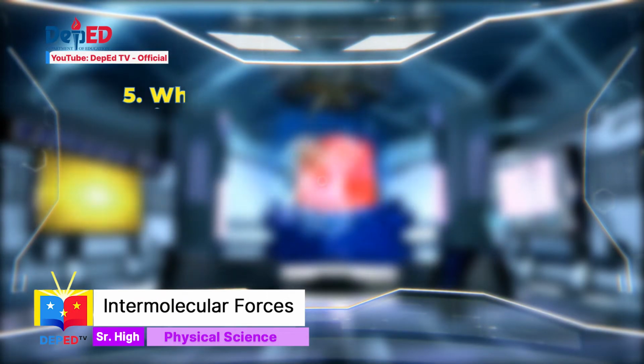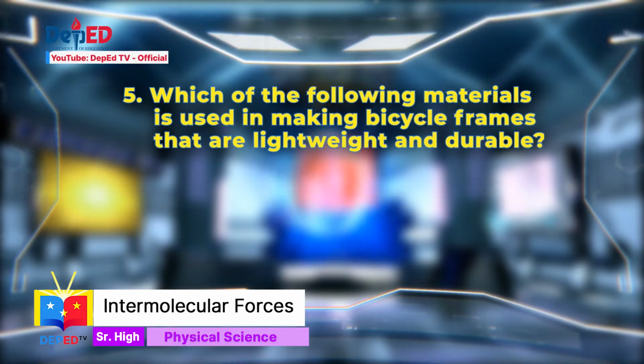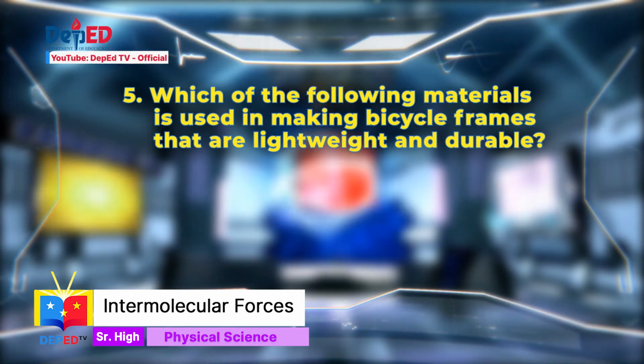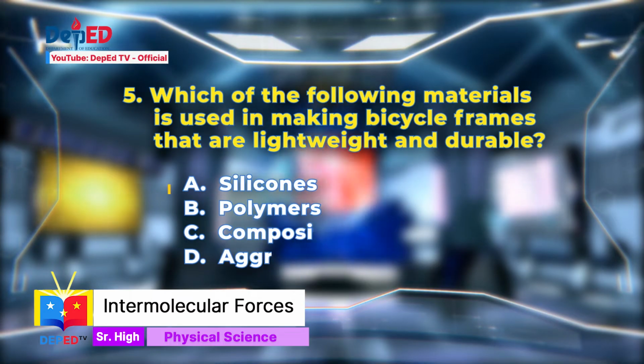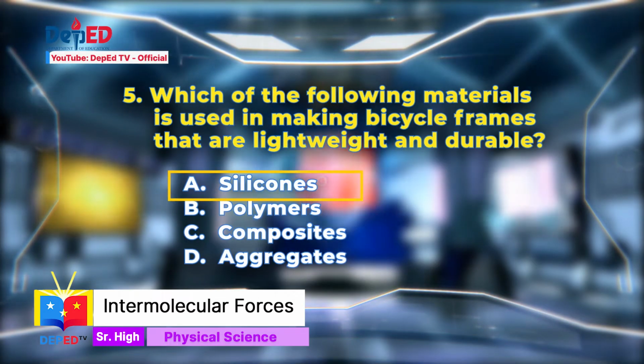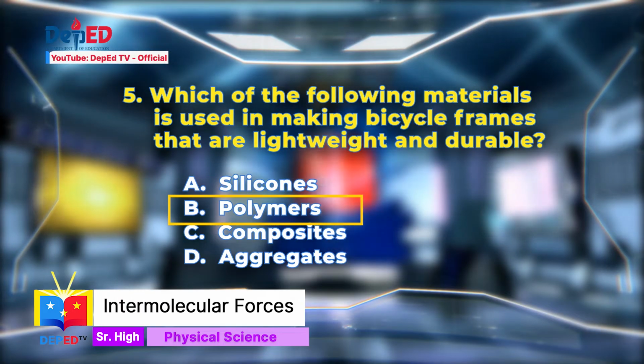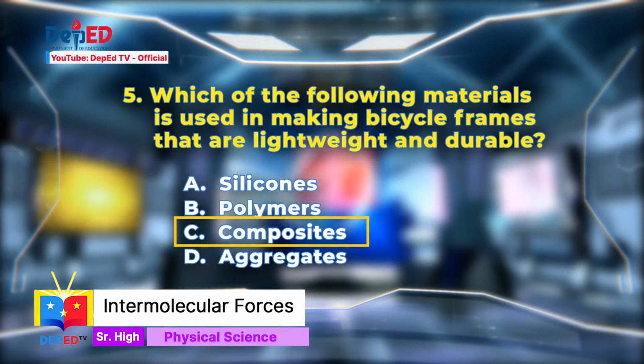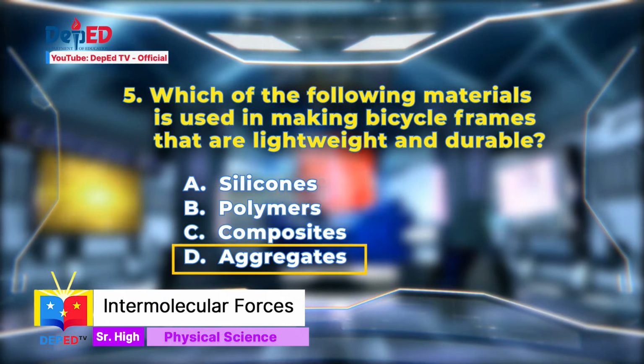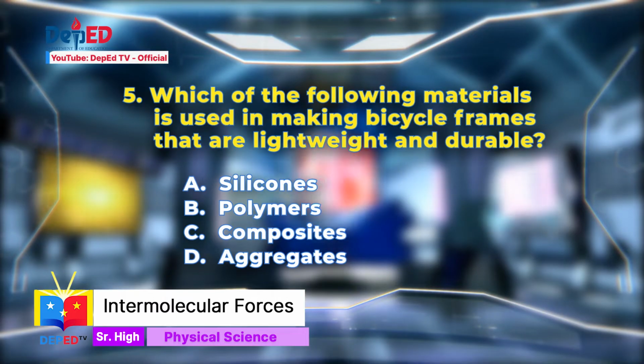And number 5. Which of the following materials is used in making bicycle frames that are lightweight and durable? A. Silicones. B. Polymers. C. Composites. Or letter D, aggregates. The answer is letter C, composites.